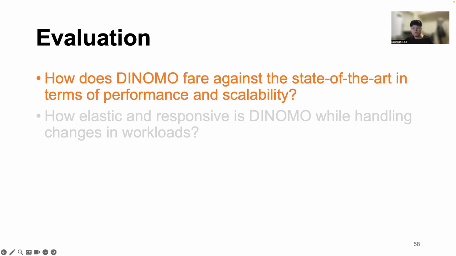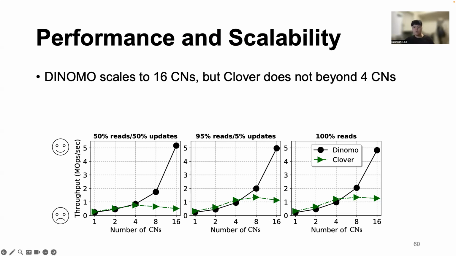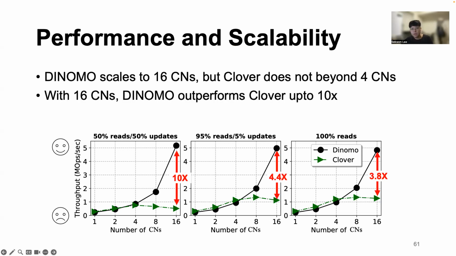We first estimate the performance and scalability of Dynamo. This graph shows the performance and scalability result. Each x-axis indicates the number of compute nodes, and y-axis is its corresponding throughput. In this experiment, Dynamo scales to 16 compute nodes, while Clover does not beyond 4 compute nodes. With 16 compute nodes, Dynamo outperforms Clover up to 10x, showing the benefits of ownership partitioning and disaggregated adaptive caching.